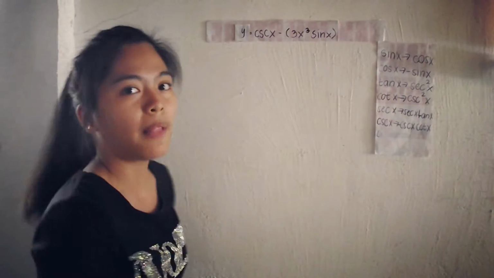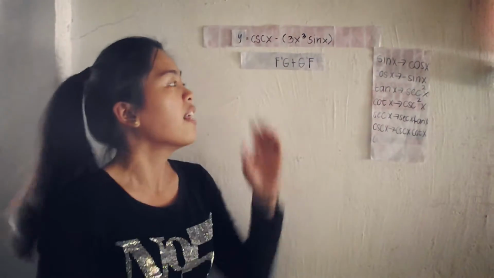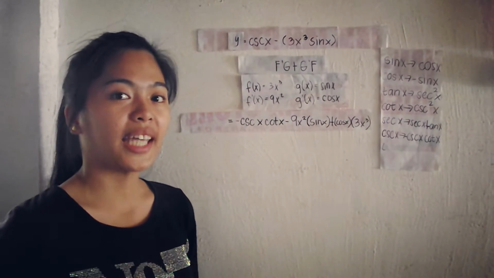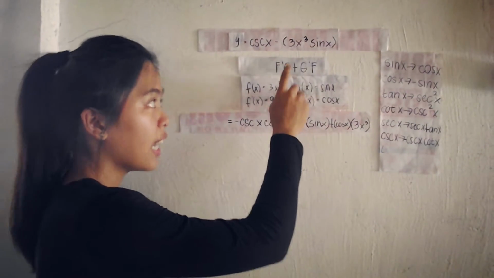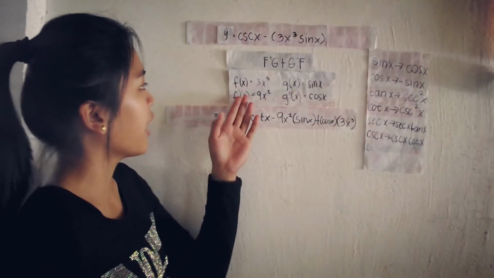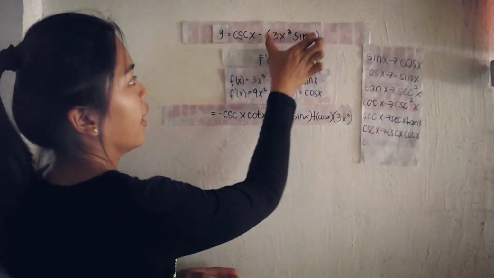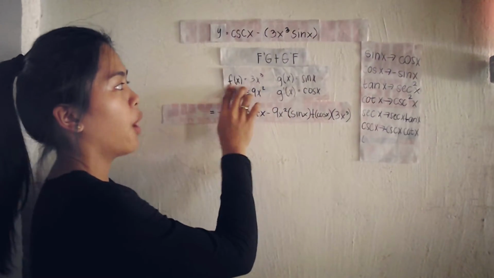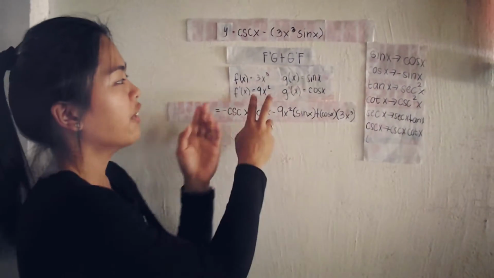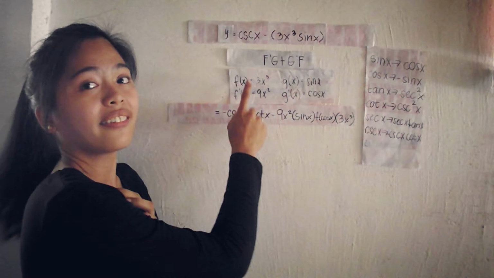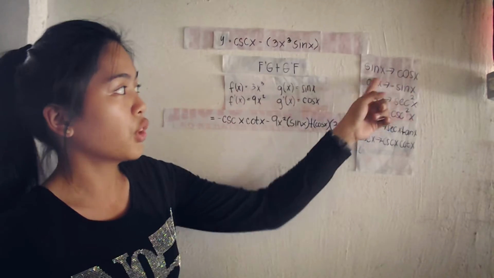So in here, we're going to apply the product rule, which is f prime times g plus g prime times f. We have to identify what is the f of x and g of x. So our f of x here is 3x to the power of 3, and our g is the sine x. The derivative of 3x cubed is equal to 9x squared, and the derivative of sine x is equal to cosine x, which is here.